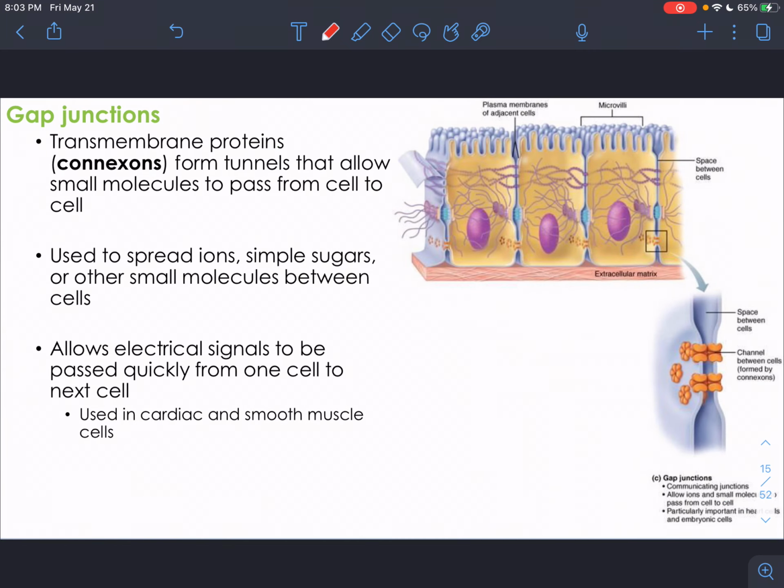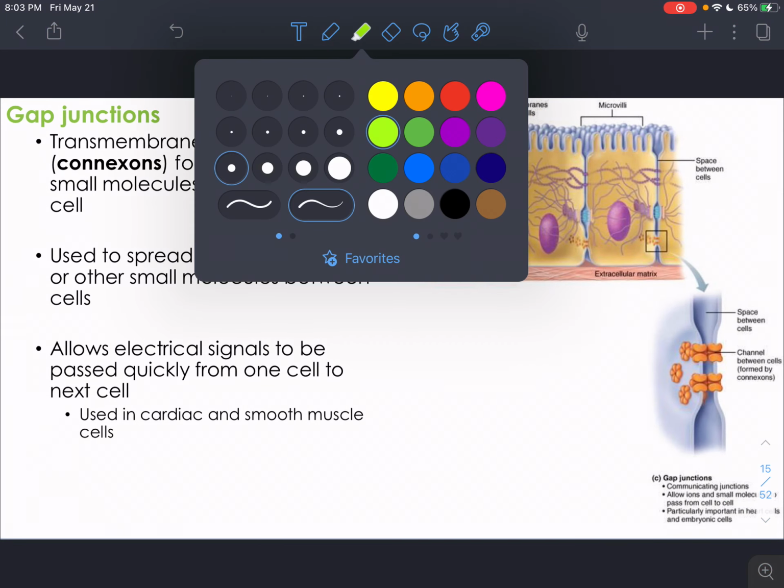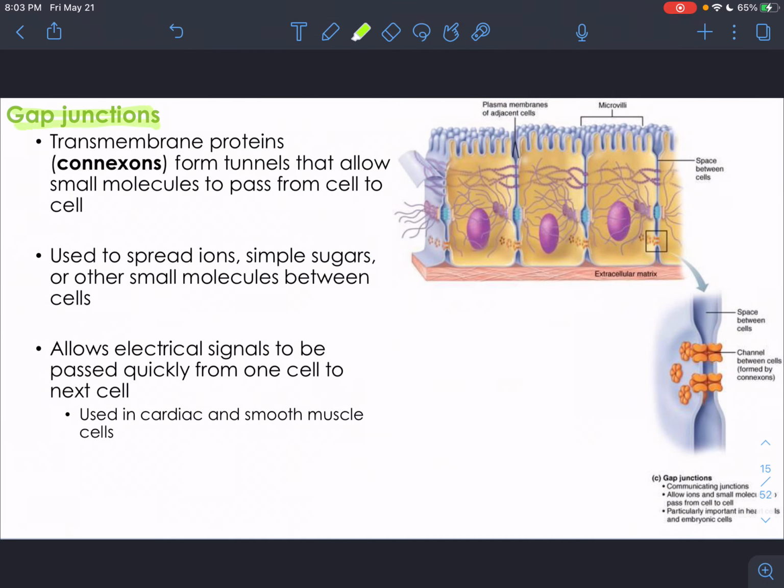Okay, and then the very last type of cell junction are called gap junctions. These are also transmembrane proteins, but they form tunnels between cells that allow small molecules to pass between cells. So things like ions, sugars, and other small molecules need to move from cell to cell, especially in cells that use a lot of electrical signaling.